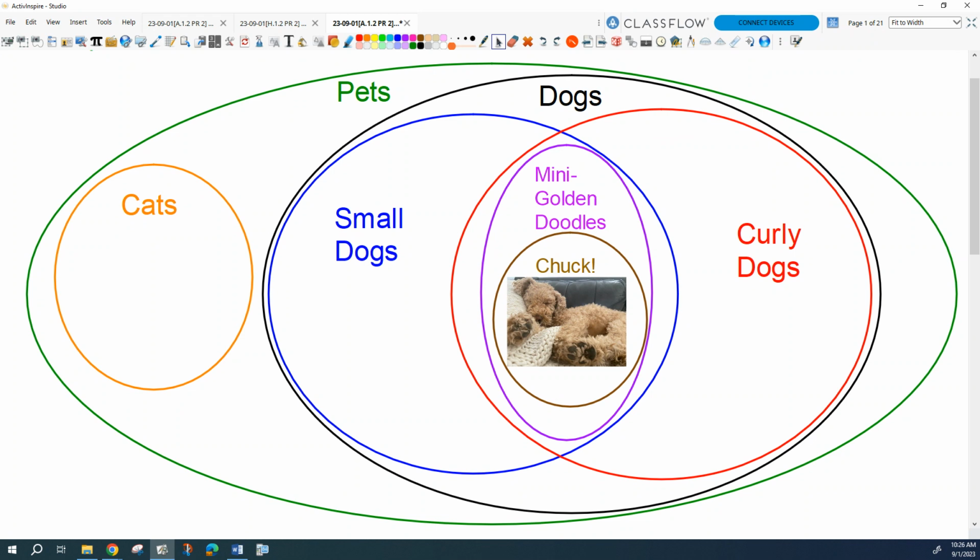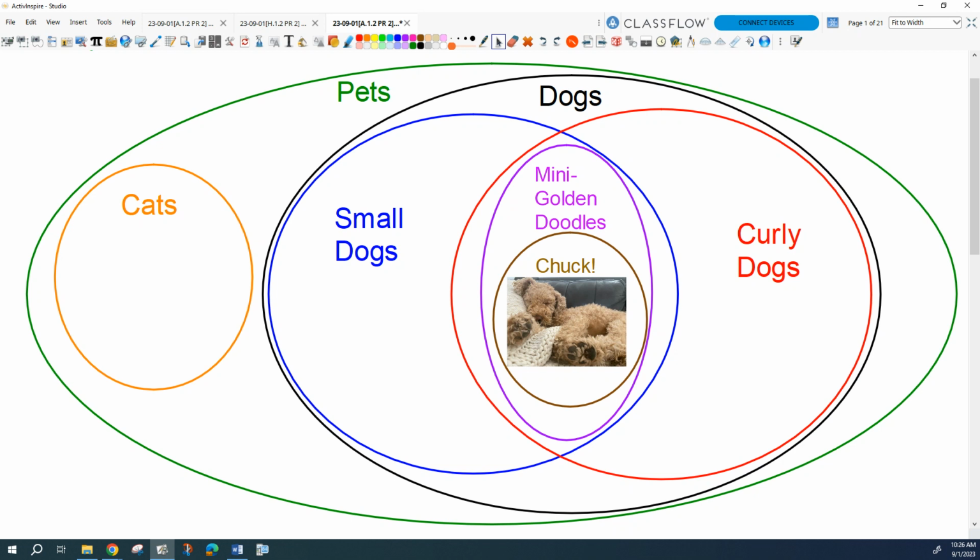Same thing is true for the black set of dogs. Dogs are a subset of the set of pets because we're talking only about pets here. All dogs are pets, but not all pets are dogs. If we look inside the set of dogs, there are some other subsets. We could say that the blue set of small dogs is a subset of all dogs, right? Give me 1 to 5 so far. How we doing? Is this making sense? Okay.